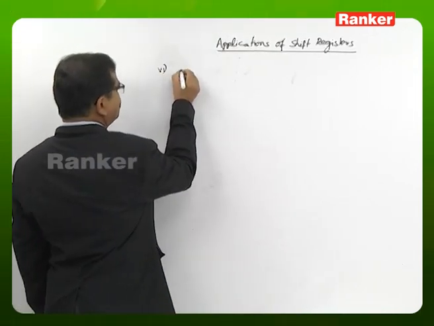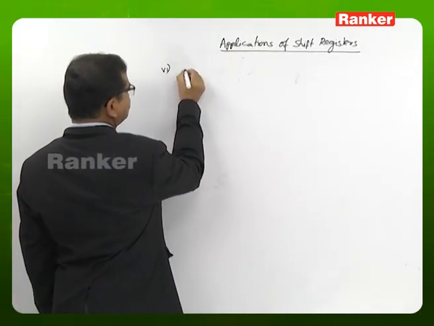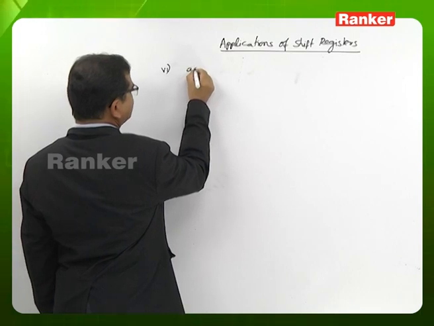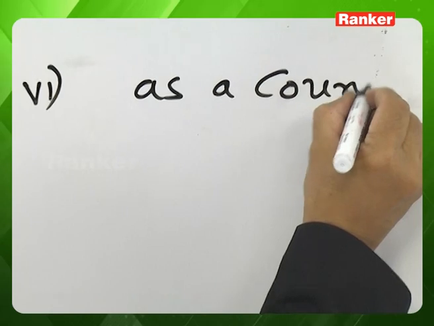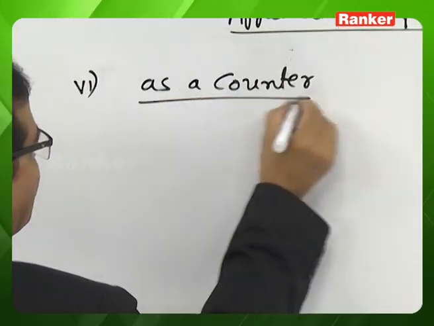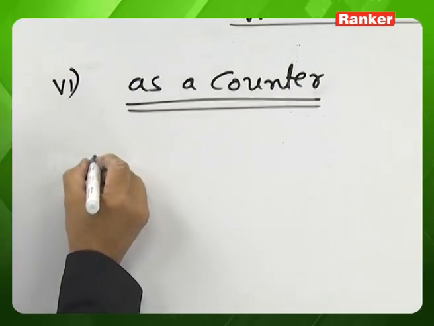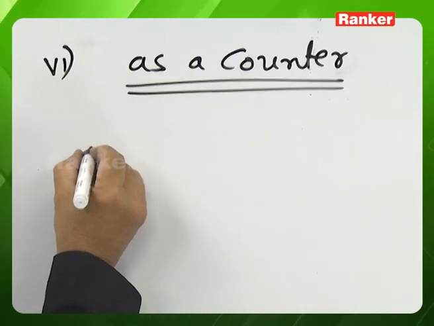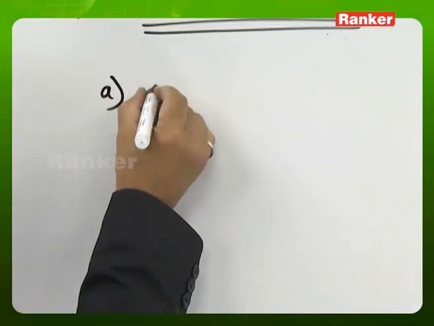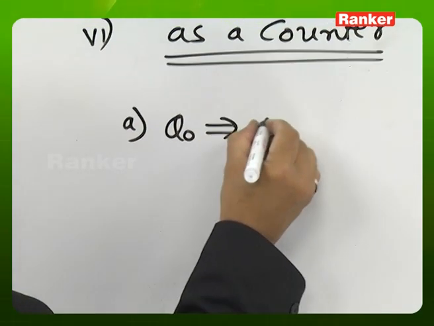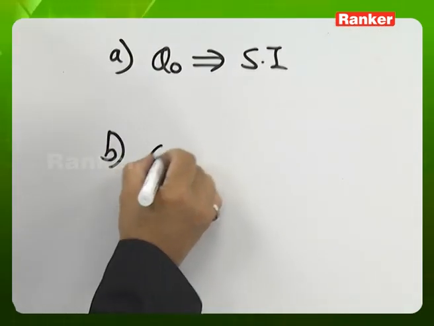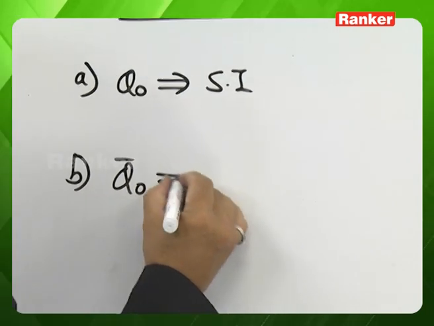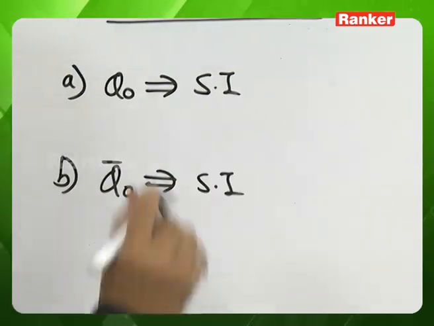The next application is that it is possible to use the register as a counter. We have the possibility to use the register as a counter while connecting Q0 to the serial input terminal. We also have the possibility to use the register as a counter while connecting Q0 bar to the serial input terminal.